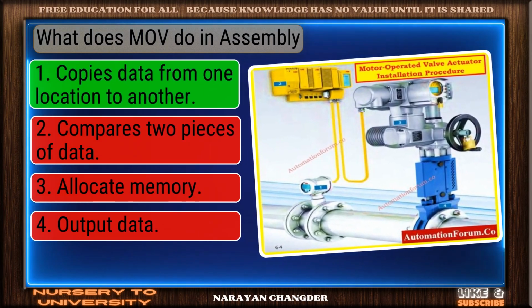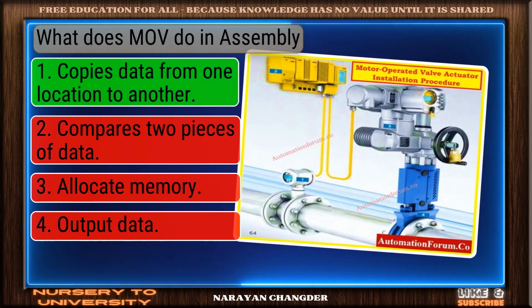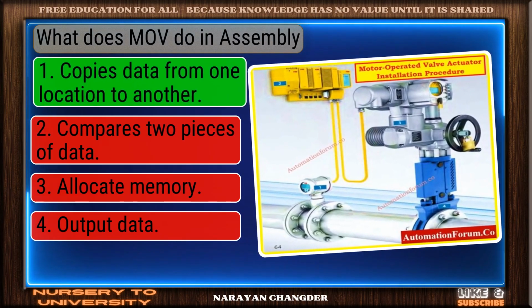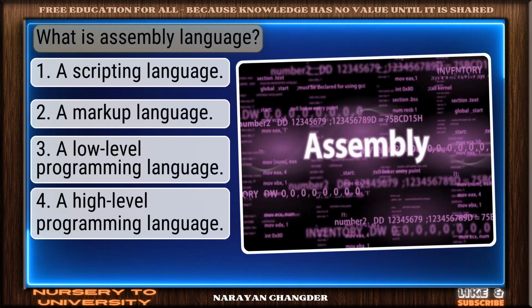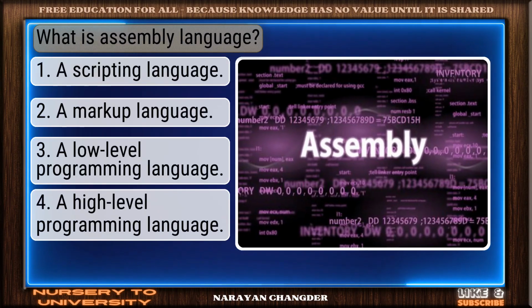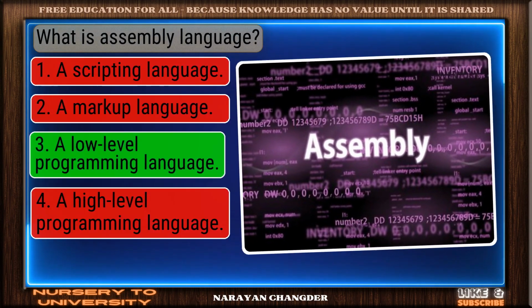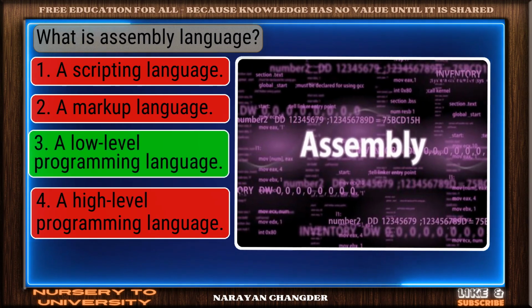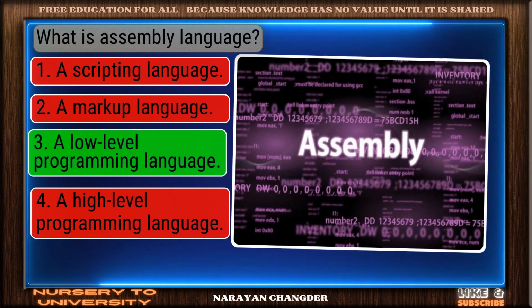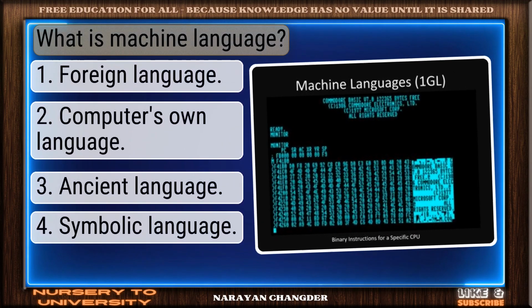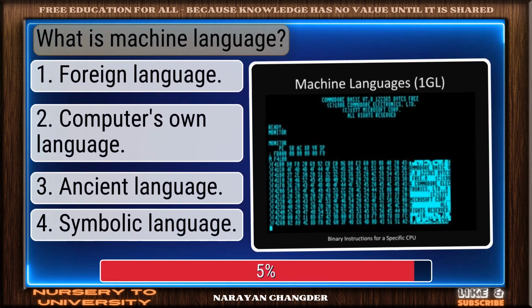On track. Copies data from one location to another is the correct answer. Question number 76. What is assembly language? Perfect. A low-level programming language is the correct choice. Question number 77. What is machine language?